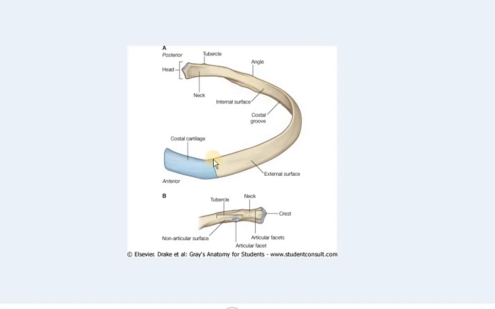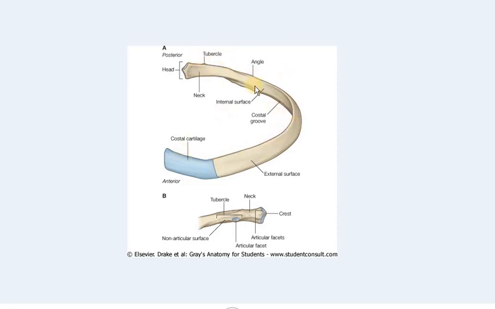Now comes the third part of the rib, that is the anterior end. This one is the anterior end of the rib, and it is oval and concave, which articulates with the costal cartilage. So the costal cartilage articulates with the anterior end of the rib, and ultimately this costal cartilage articulates with the sternum. So this is all about the features of a typical rib.